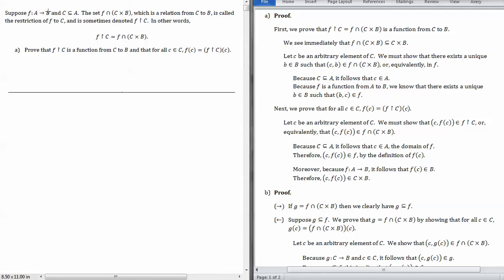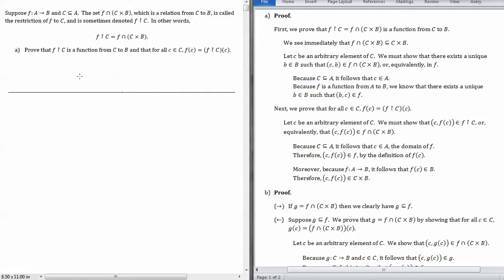Suppose f is a function from A to B, and C is a subset of A. The set f intersect C times B, which is a relation from C to B, is called the restriction of f to C, and is sometimes denoted by f with this harpoon and then a C afterwards. So in other words, we're defining this new symbol in between an f and a C to mean take f intersect C times B.